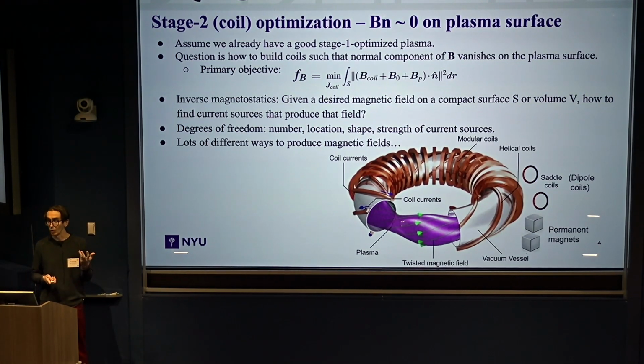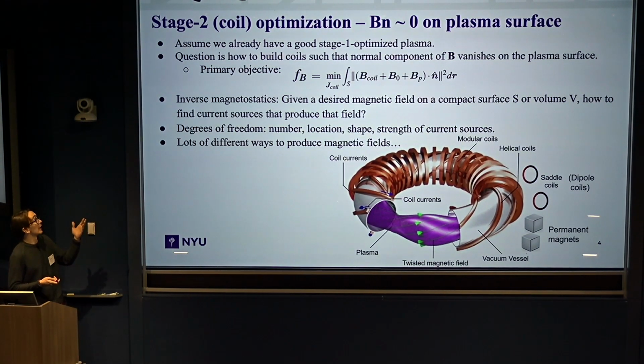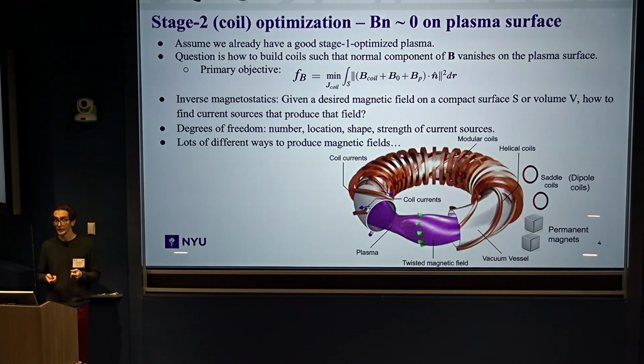So the question is how to build coils such that ideally Bn is 0 on the whole prescribed plasma boundary. In practice, you can't make it perfectly 0 numerically. So instead, we minimize this f_B metric, which is a surface averaged B normal error over the plasma surface. And clearly, if you get this thing to 0, you've satisfied your constraint that Bn is 0 on the plasma surface. The way we're going to do this is we have some degrees of freedom with respect to the coils, and we're going to choose those degrees of freedom to target this objective. We're soon going to add many other terms to the optimization problem, but this is requirement number 1 for coil optimization.